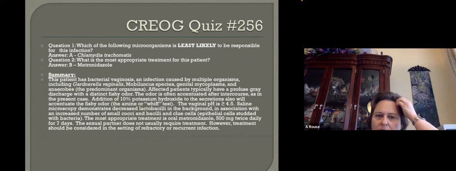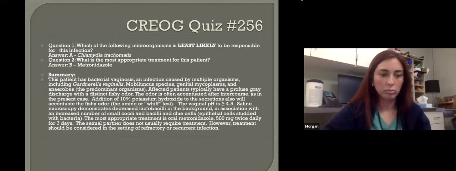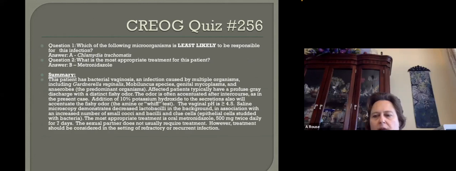So just in summary, remember that BV, or bacterial vaginosis, is oftentimes multiple organisms. We are familiar with Gardnerella, but that's what the other ones listed are. So it's mostly your anaerobes. And then that profuse discharge, fishy odor is what you'll hear, tends to be accentuated after intercourse. If you add your potassium hydroxide, if you're doing your own wet prep, you'll get that amine or whiff test. Remember, pH for the vagina is normally 4.5 or greater. You may see a decrease in lactobacilli in the background if you're really paying attention.